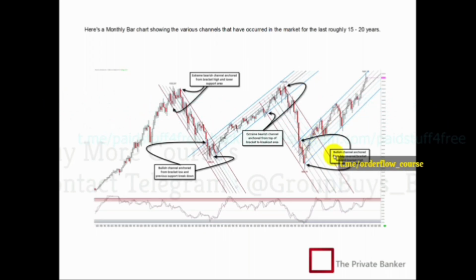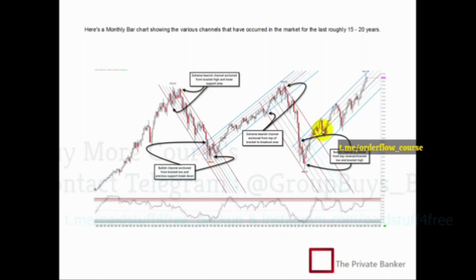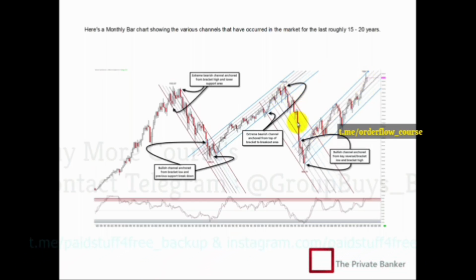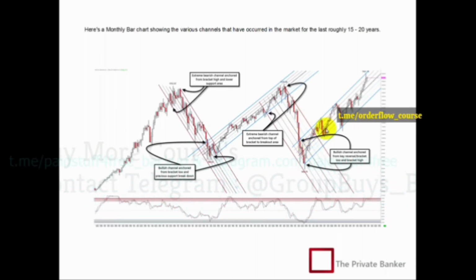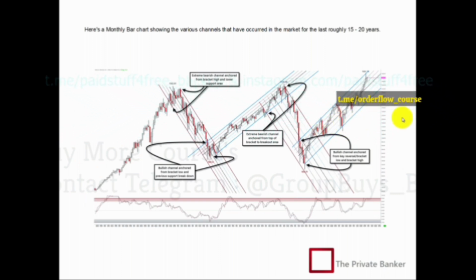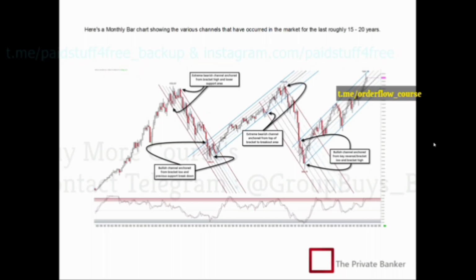So again, all these need to be anchored from key structural levels, but we can see how the market rotates between these extremes throughout that process. So again, that just helps us with identifying what's occurring, where are we in these channels, what kind of expectation do we have when we're trading at these extremes. So in this example we want to find resistance, in this example we want to find support. So it just really helps us with the overall context of the market.